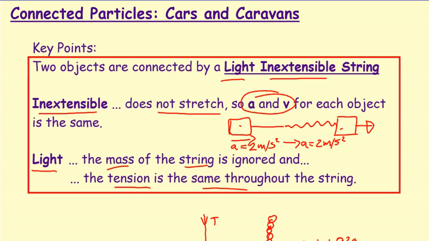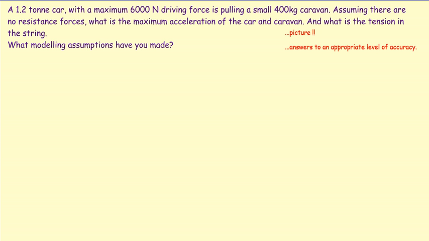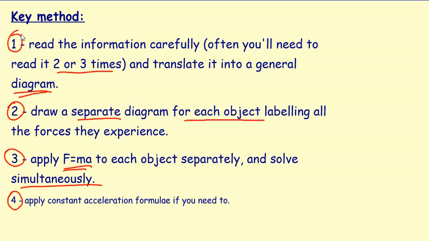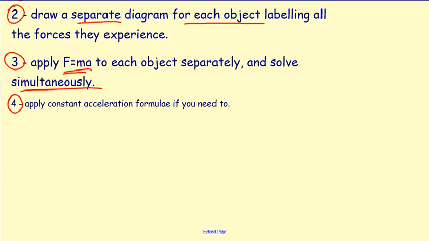So let's try and apply these modeling assumptions to all the rest that we know. We're going to be using Newton's second law, F equals ma, as no surprise. But again, just to remind you, we want to be following the steps that I highlighted earlier here. Read the information carefully. We might need to read it a few times. Draw a general diagram to understand what's going on. Draw a second set of diagrams, one for each object, to help you understand all the forces that they experience, and then apply F equals ma to both, giving us simultaneous equations that we can then solve. So let's do that.